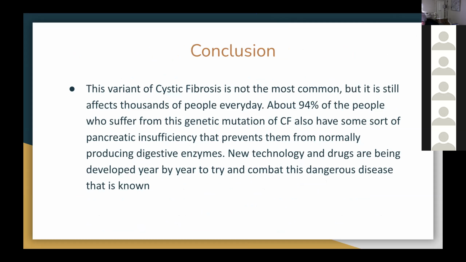And here's the conclusion. This variant of cystic fibrosis is not the most common, but affects thousands of people every day. About 94% of people who have this genetic mutation also have some sort of pancreatic insufficiency that prevents them from normally producing digestive enzymes. New technology and drugs are being produced year by year to try to combat this dangerous disease. Thank you.